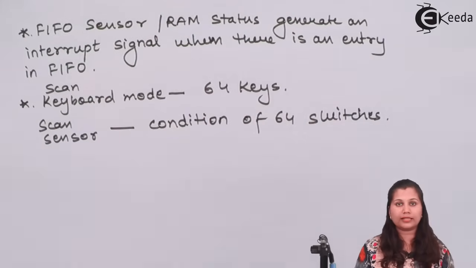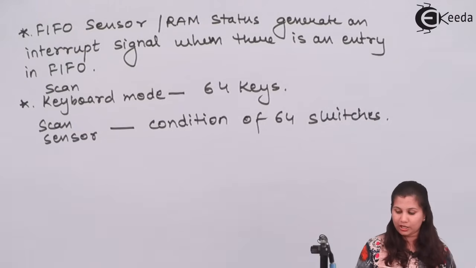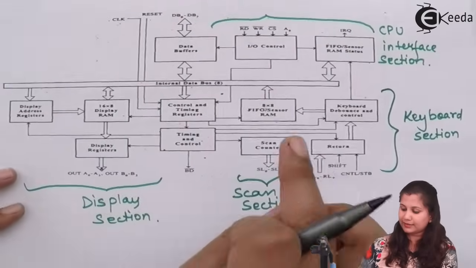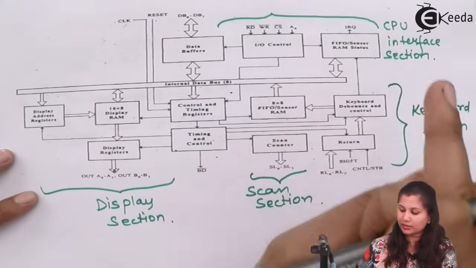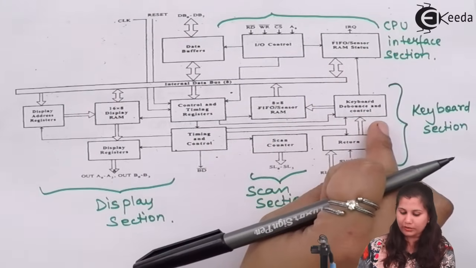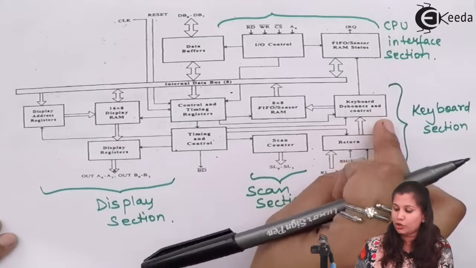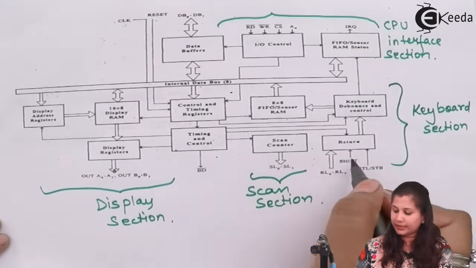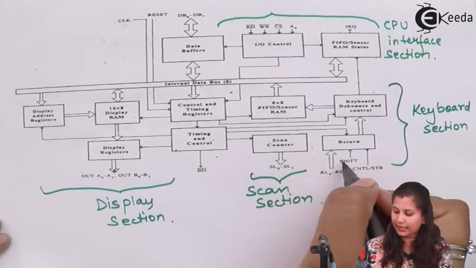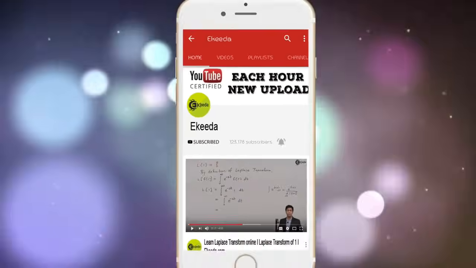So in the keyboard section we have seen what it consists of. It has this FIFO sensor RAM, it has the return block, it has FIFO sensor RAM status. Now we are left with this keyboard debounce and control unit. Okay, so what's the function of this unit? It will get the input of the return lines, also the shift and control input will be given to this keyboard debounce and control block. So whenever any key is pressed, this is going to store the key code into the sensor RAM.